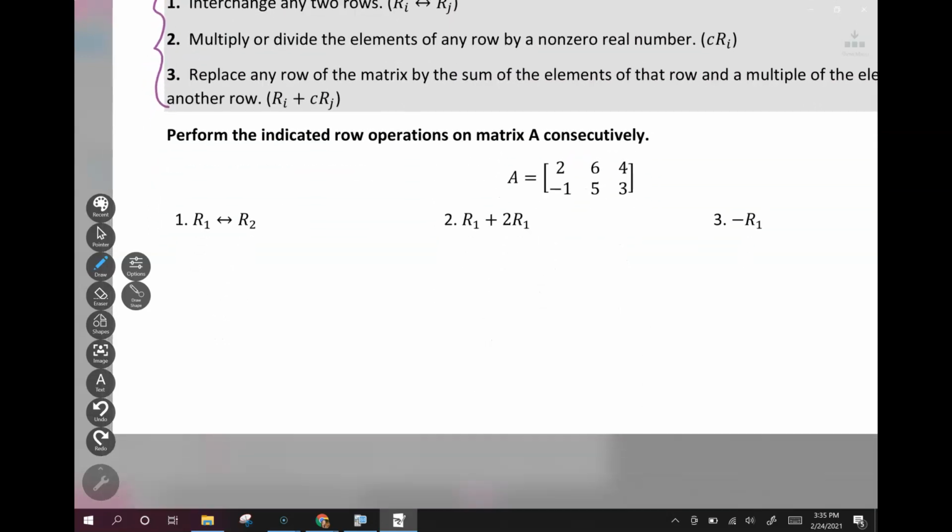Okay, so let's try performing those operations on matrix A. So first I want to switch row 1 and row 2. So here's row 1, here's row 2. I'm going to switch them out.